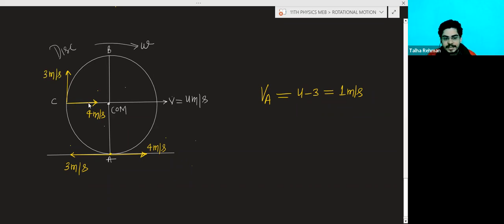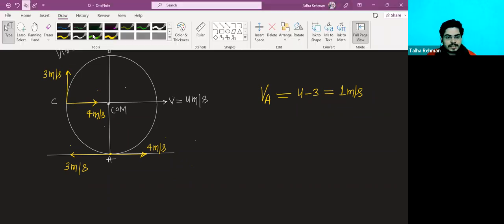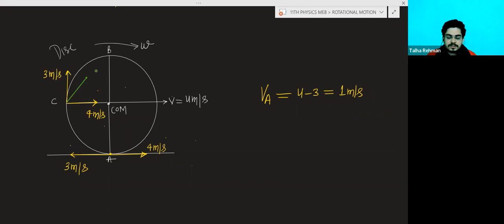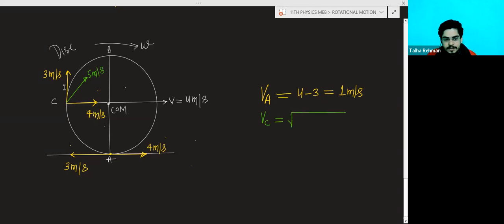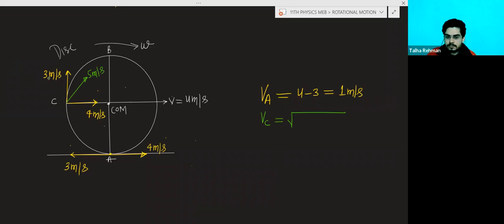Now the two vectors are at 90-degree angle, so you will find the resultant. The resultant will be in this direction, like this. It will be 5 meter per second. How? Velocity at point C will be the vector summation, 4 square plus 3 square, which is root 25. Root 25 will be 5 meter per second.